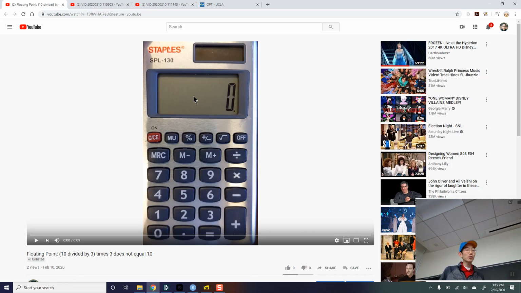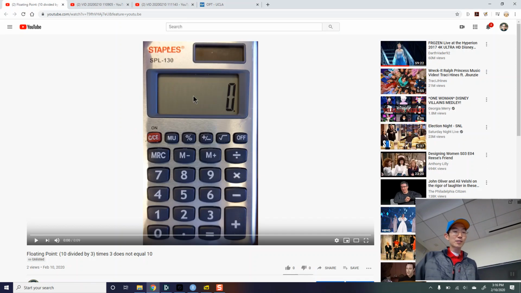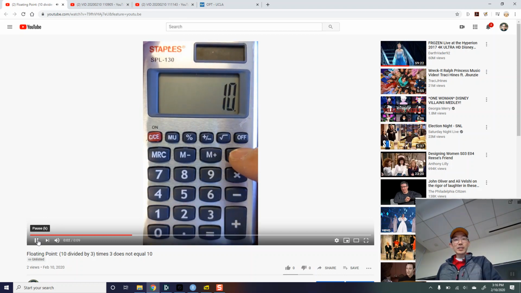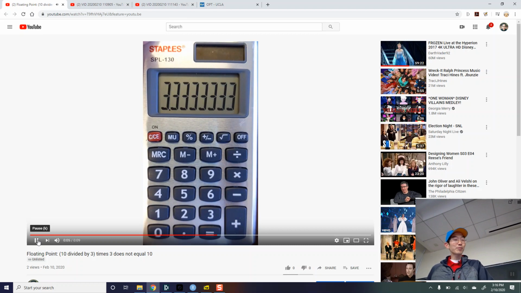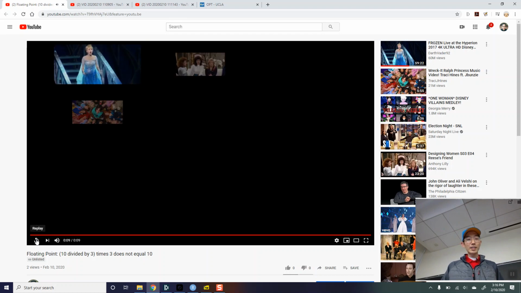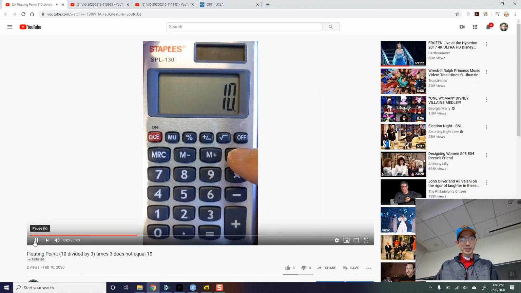And so I'm going to do 10 divided by 3 times 3, okay? Now, what is 10 divided by 3 times 3 equal to? 10, right? What happens when I do it on the calculator? Okay, so this is what happens when you do it on a calculator that only has a finite number of digits. I go in and type in 10 divided by 3, and I get 3.33333. I multiply that by 3, and I get 9.999, all right?